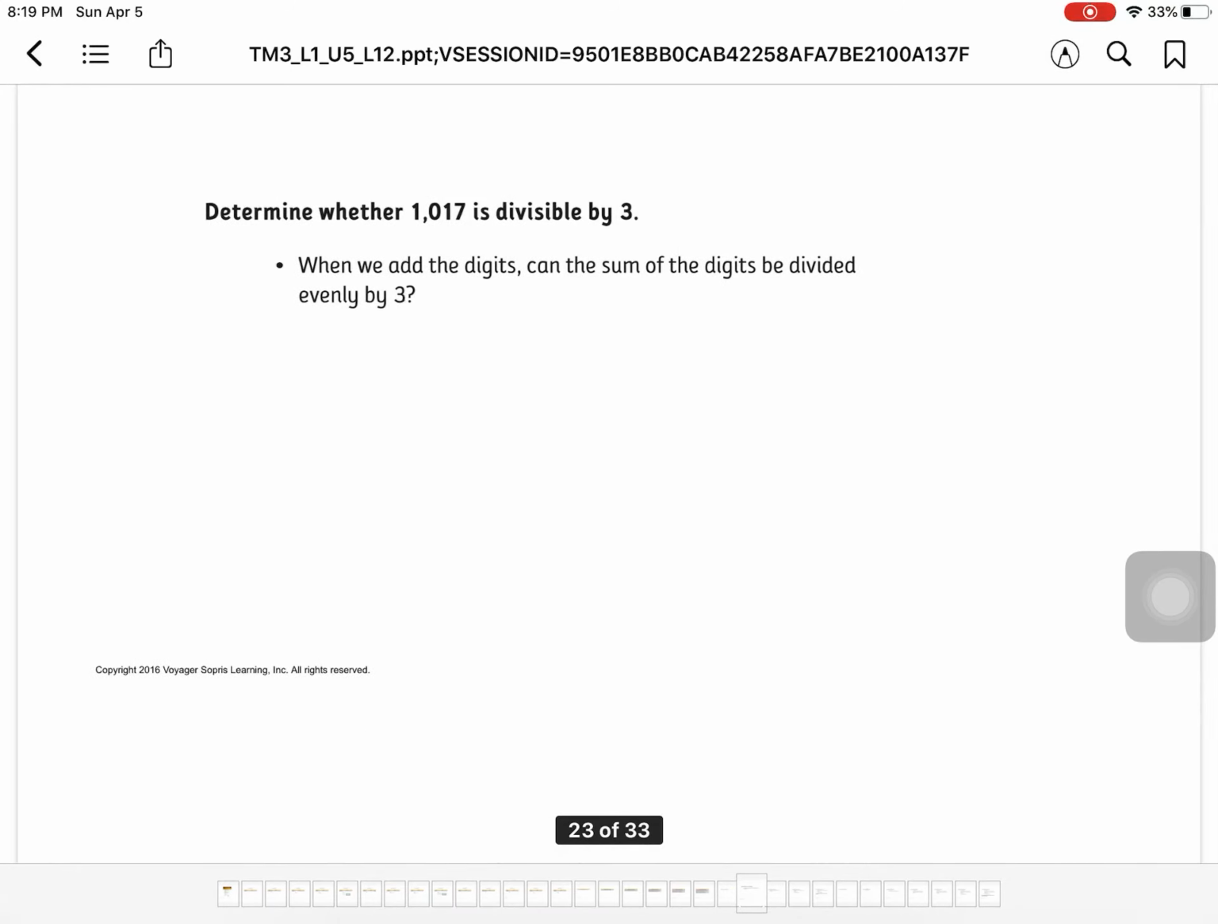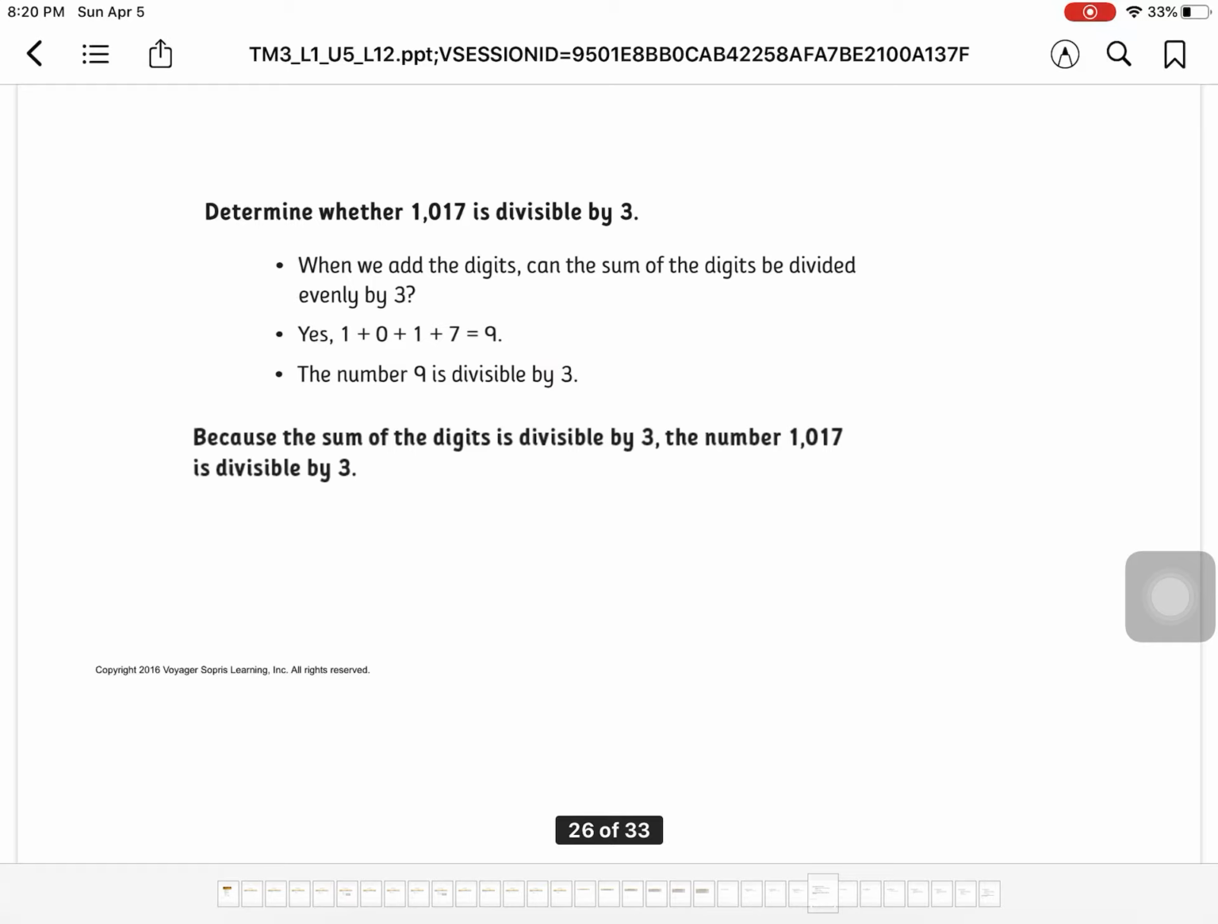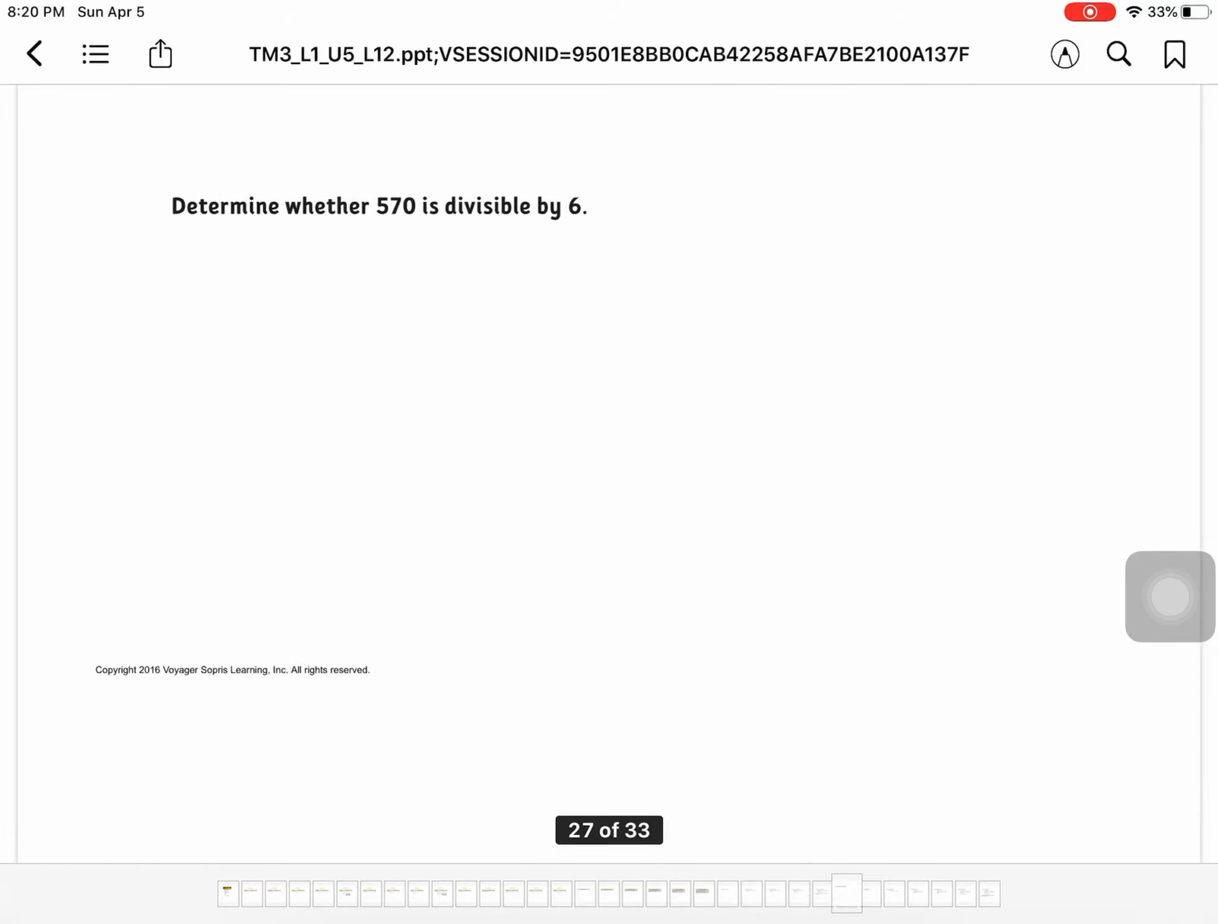So we figured out that we could add up the digits. Yes, we did all that. We found it was divisible by 3. So this is walking you through exactly what we just talked about. Because the sum of the digits was divisible by 3, the number 1017 is also divisible by 3. Now determine whether it's divisible by 6.